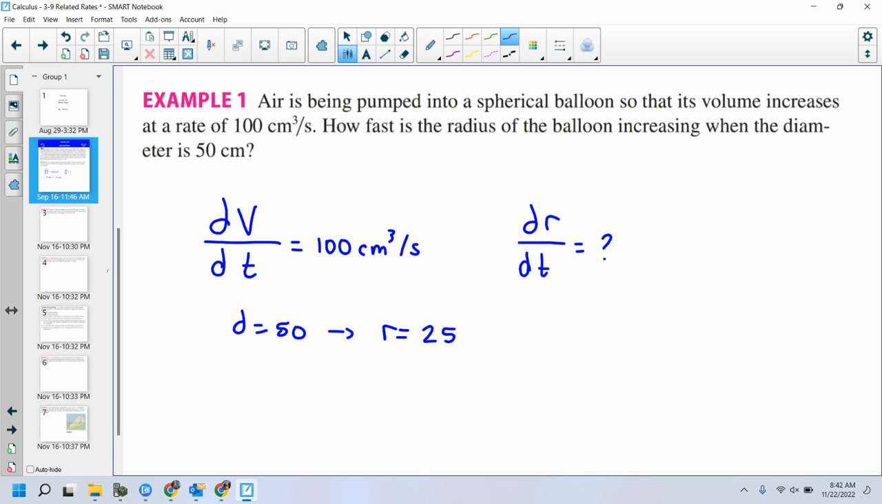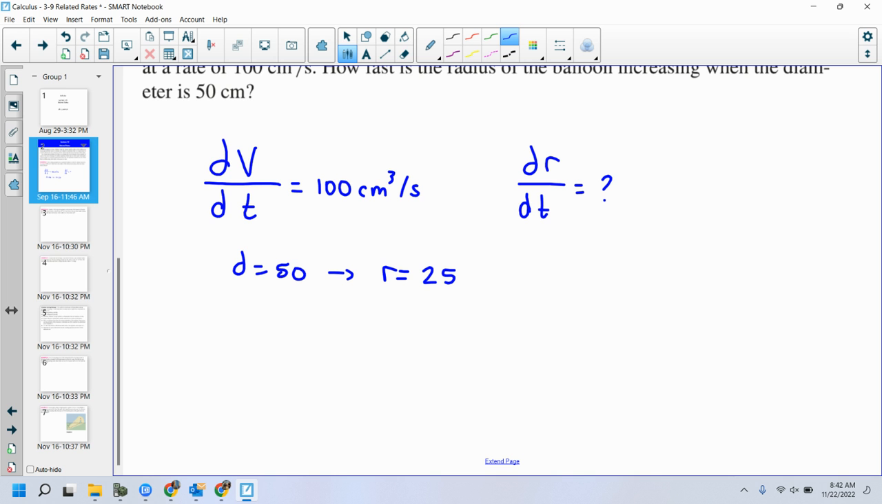So what type of equation fits together volume and radius? Well, the volume formula, right? Think about the volume of a sphere. The volume of a sphere is 4/3 pi r cubed. So again, the goal is to find some sort of equation that links the two quantities together. We know the rates are related to one another, so find an equation that links those two quantities together, and maybe you can calculate some sort of derivative.